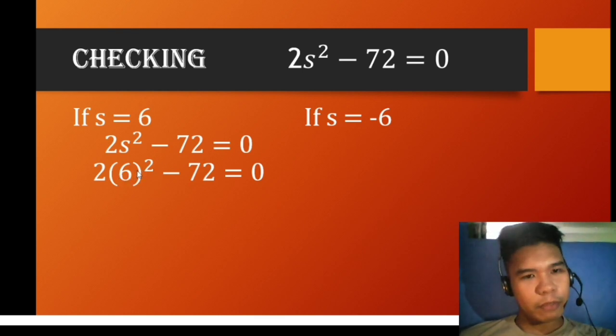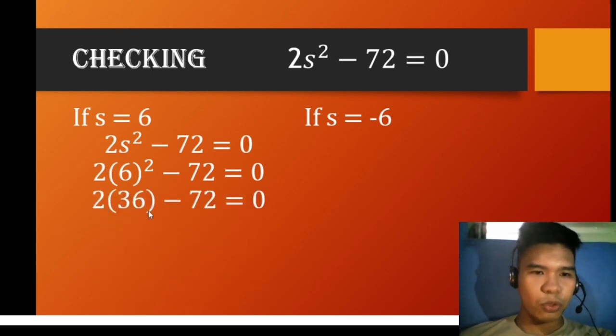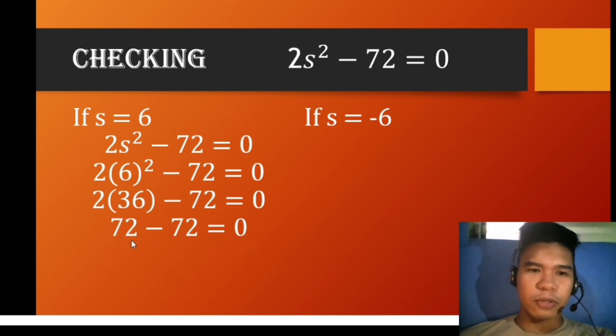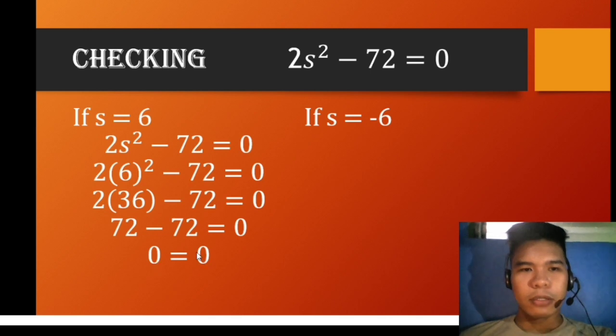We will start first with getting the simplified form of 6 times 6, which is 36. So we have now 2 times 36 minus 72 equal to 0. 2 times 36 is 72, minus 72 equal to 0. So 72 minus 72 is 0. So 0 is equal to 0. The right side and the left side of the equation are now equal. Therefore, positive 6 is a solution for 2s squared minus 72 equal to 0.